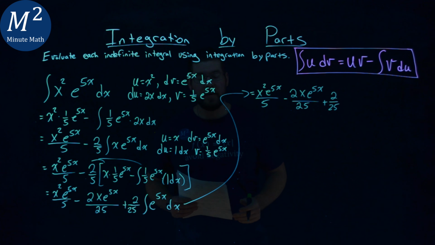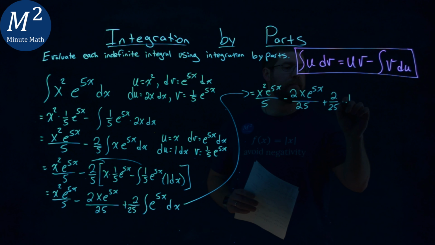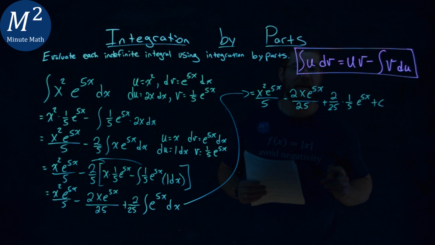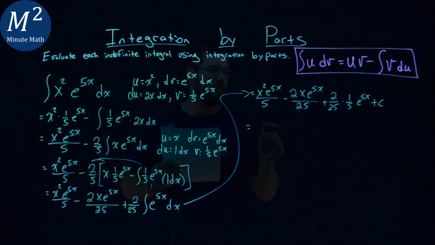Let's find the integral of e to the 5x, and we've already found that, which is great. It's 1/5 e to the 5x power, and don't forget the plus c now. It's our last integral. So now we can just combine this, or simplify it a little bit. It's just algebra at this point.